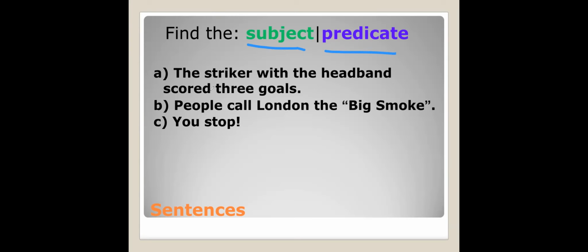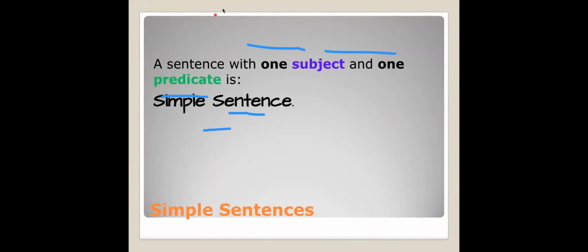Okay, so you can see in sentence A, there is the verb scored. Sentence B, it's call. And sentence C, it's stop. So we can see here very clearly the striker with the headband scored 3 goals. And people call London the big smoke. And then the sentence C, you stop. So you, people, and the striker with the headband, those are the subjects for these sentences.